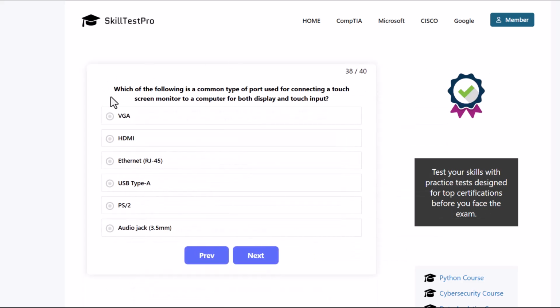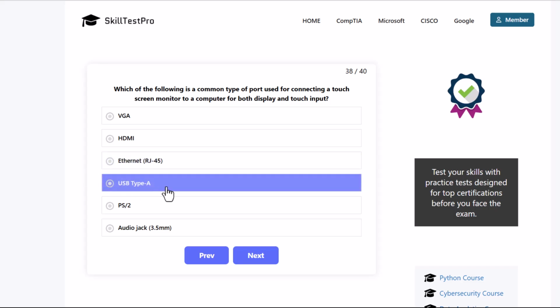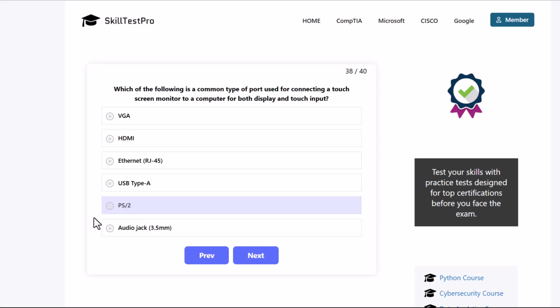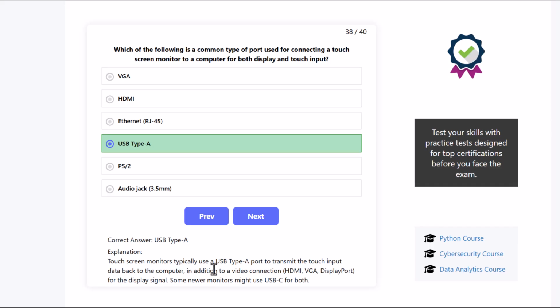And next question, which of the following is a common type of port used for connecting a touchscreen monitor to a computer for both display and touch input? VGA, HDMI, Ethernet or RJ45, USB Type-A, PS/2, or audio jack 3.5mm. And here the correct answer is USB Type-A, as touchscreen monitors typically use a USB Type-A port to transmit the touch input data back to the computer, in addition to a video connection, HDMI, VGA, DisplayPort, for the display signal. Some newer monitors might use USB-C for both.